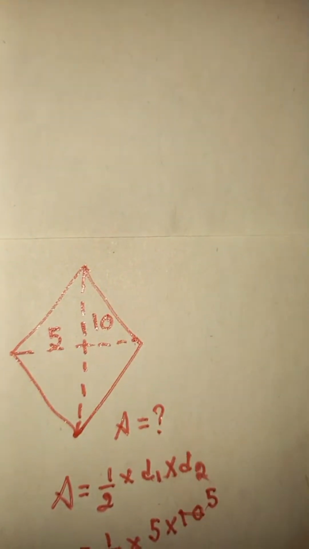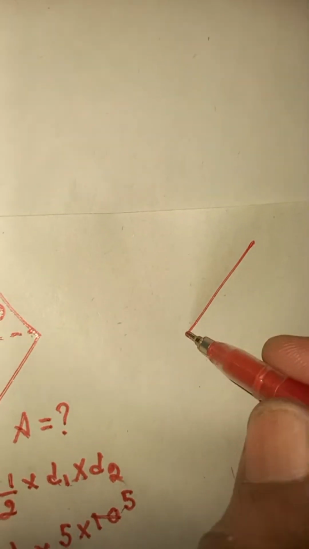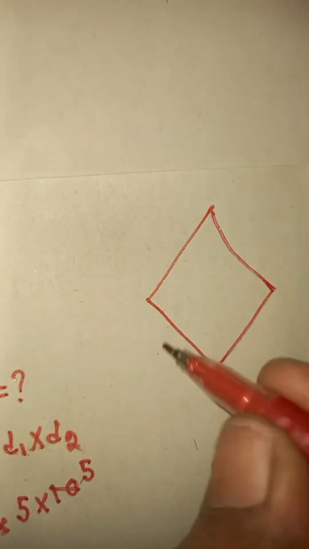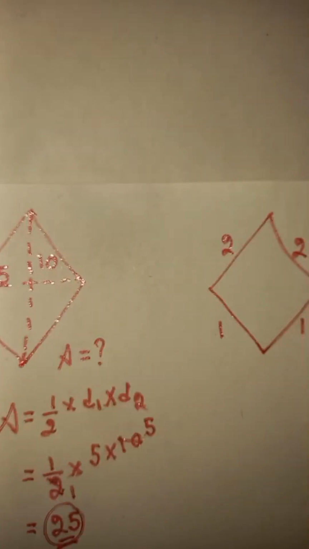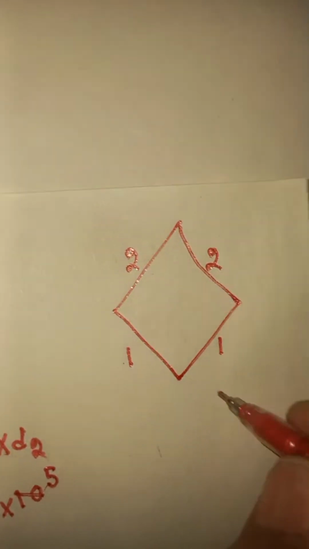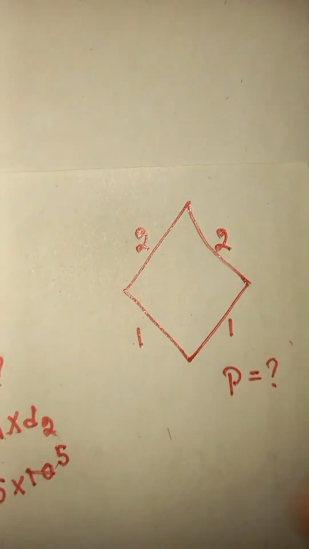Now let's take one more problem. Here I am going to talk about the kite. In a kite, the two below sides are equal and the two above sides are equal. Now you need to find out the perimeter of this kite.